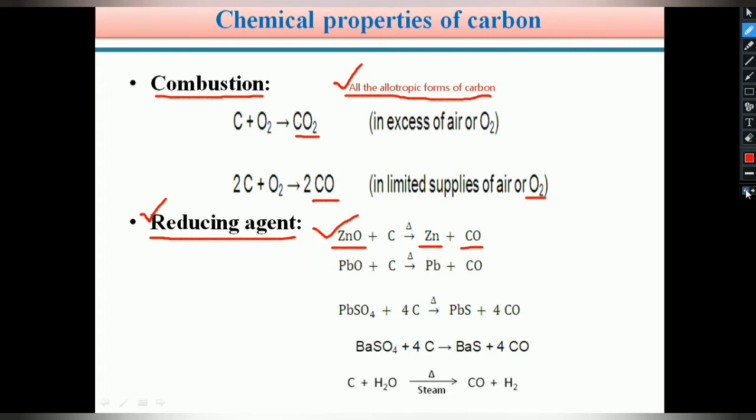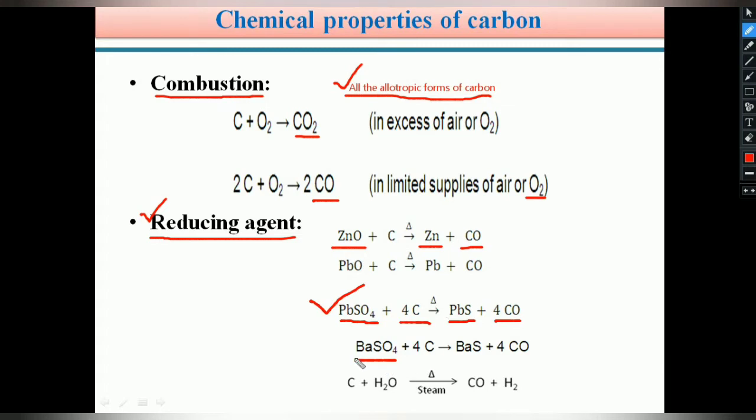Similarly, carbon also reacts with metal sulfates and forms the corresponding metal sulfides. So carbon also reduces metal sulfates into metal sulfides. For example, if you treat lead sulfate, PbSO4, with carbon, it forms lead sulfide, and again it forms carbon monoxide, CO, as a product.